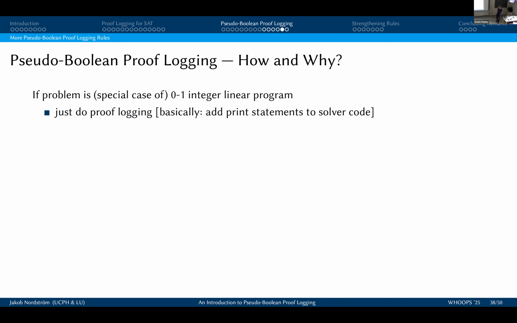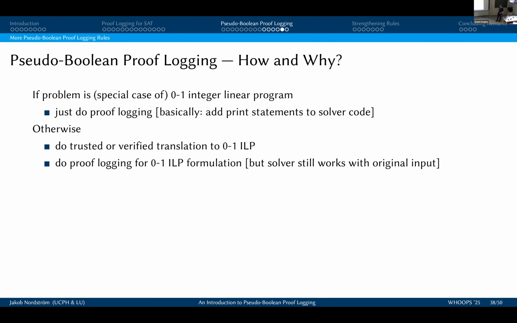So if your problem is now a CNF problem, or if it's a 0-1 integer linear program, then you're in luck. Basically, your problem is already in the right format. To do proof logging, you just add print statements to your amazing solver, except that, as we'll see later, and maybe Daniel will tell us about this tomorrow, it's maybe not as easy as it sounds. We'll get back to that.